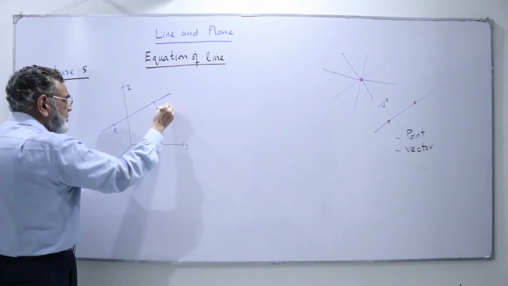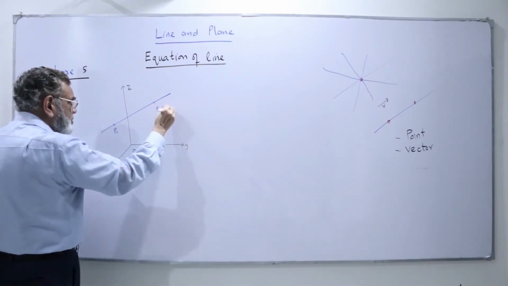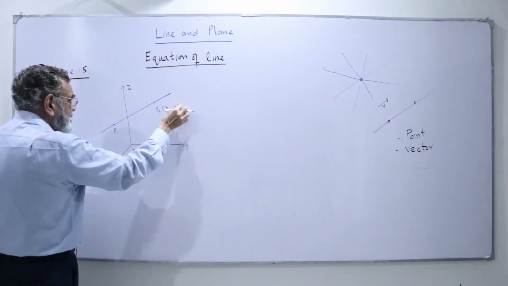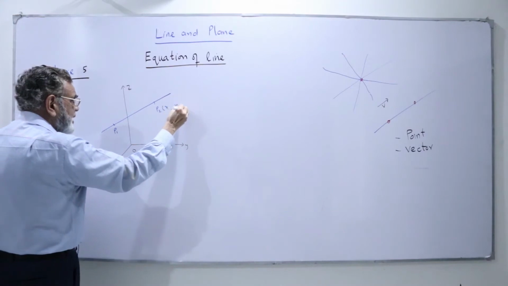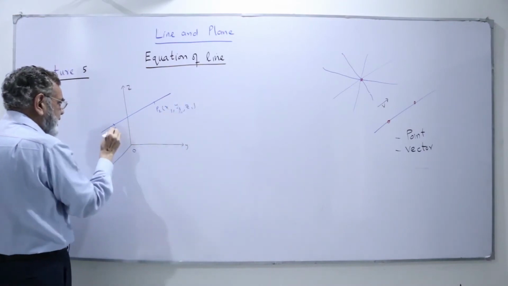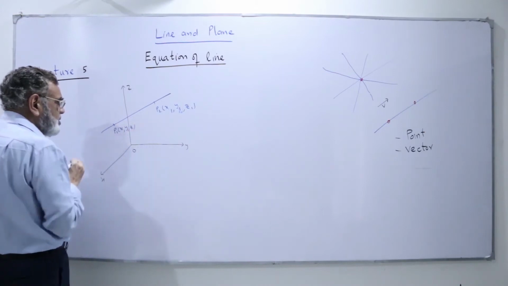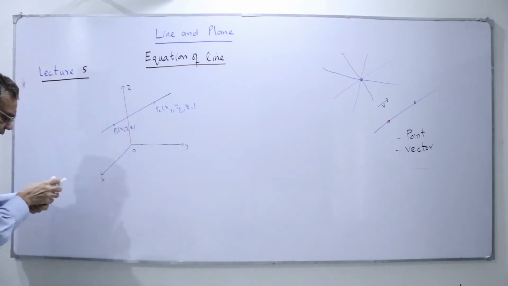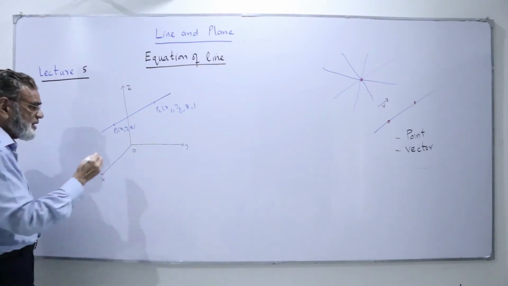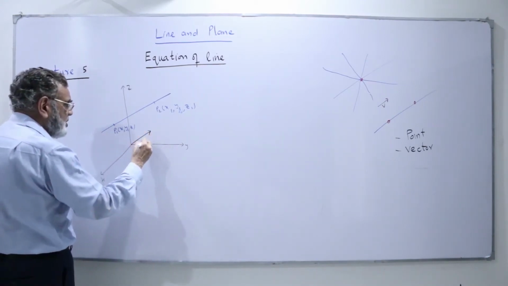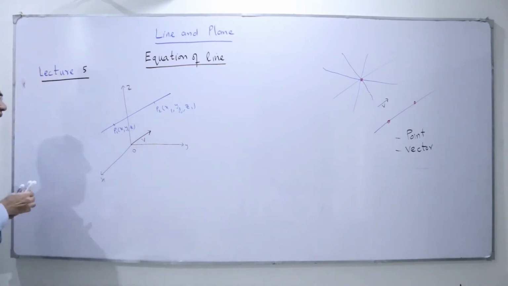We take this one as x1, y1, and z1. And this point is any point, this one is my x, y, and z. So we have here a vector given, a position vector, we can say. This vector is vector v. This line is parallel to this vector. So we can have here 2 vectors.